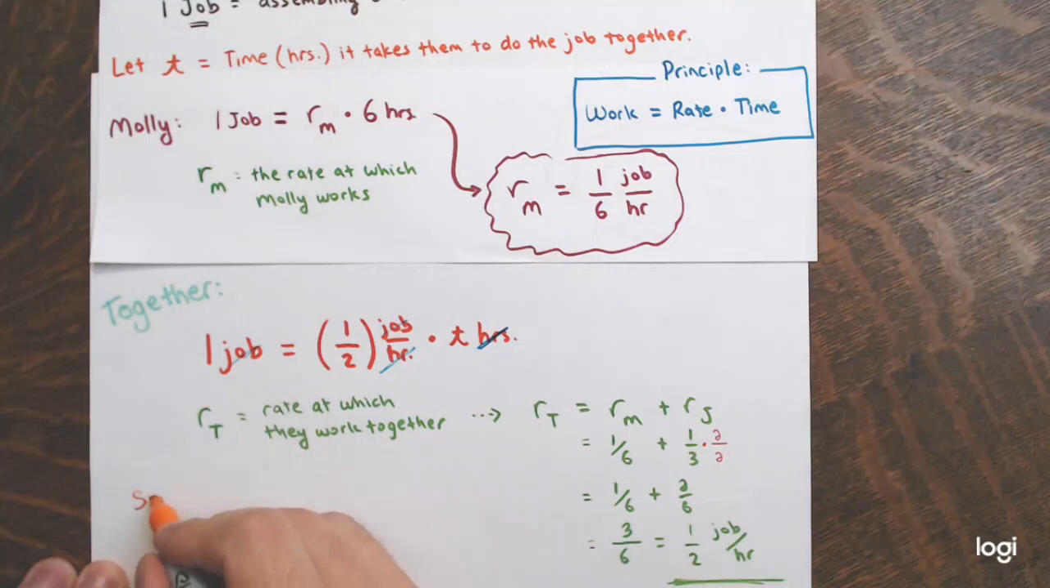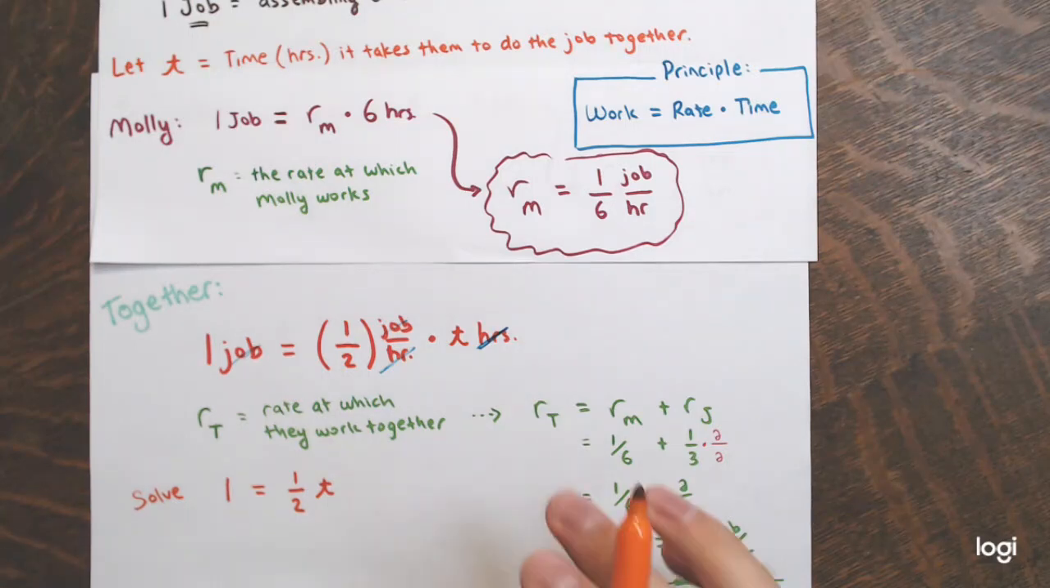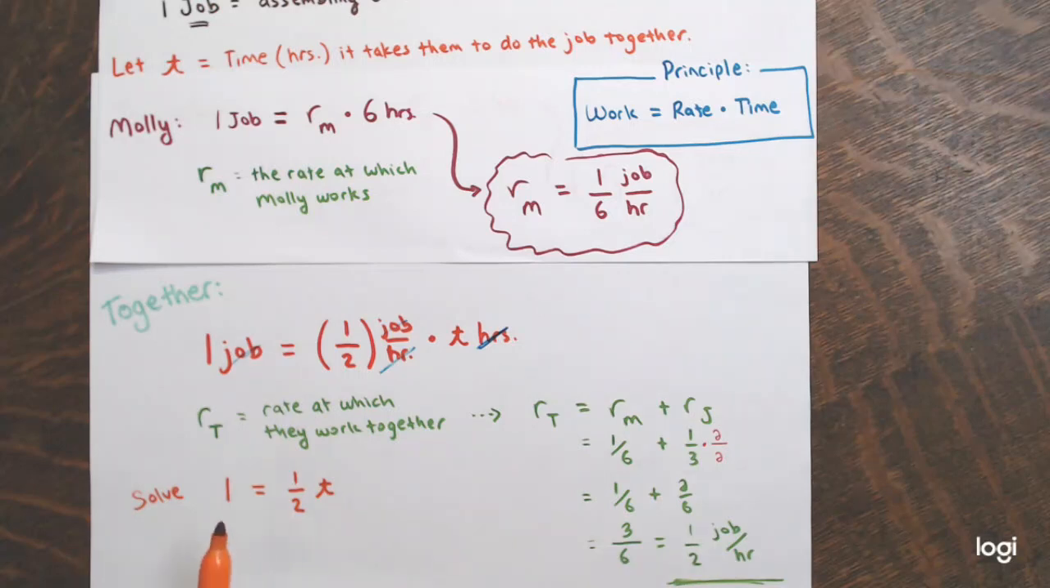So now we're solving. I've got 1 on this side for the one job, equals the half times t, or half of t. And that's it, right? Getting rid of all the units would eventually cancel here. And let's see what happens. This is an easy one to solve.